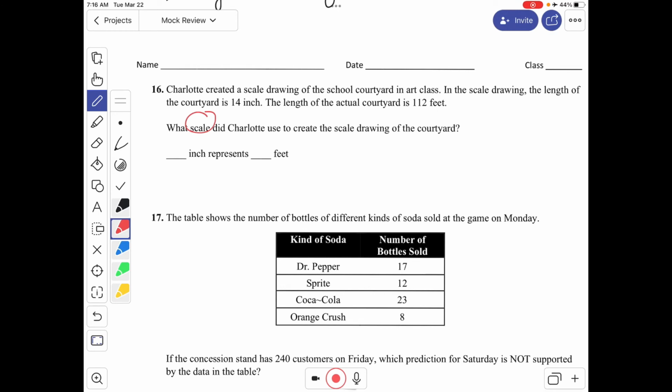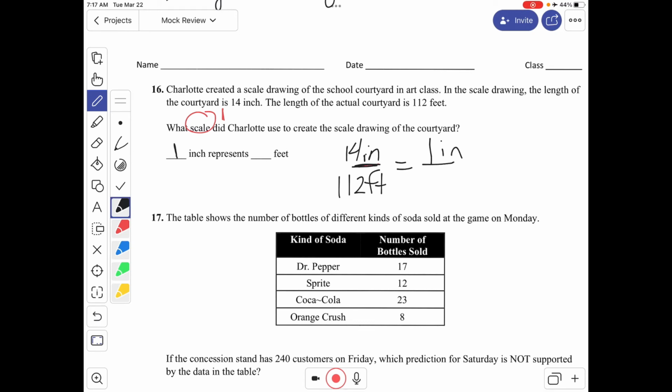Remember, if they're wanting a scale, that means one of them is going to have to be a 1, because a scale would be a unit rate. Again, this is a proportion problem. The rate they gave us was 14 inches to 112 feet. So we're probably wanting to know how many feet 1 inch would be.